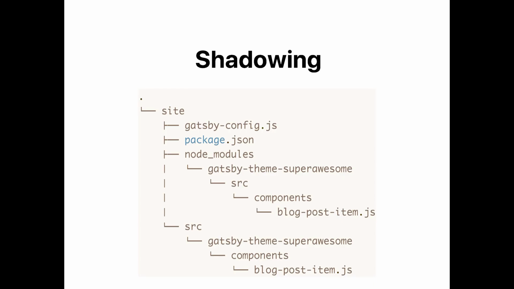And then we get into shadowing. Shadowing is how you take a set of React components that are included in your site, and you override them, right? So this is a complete example of shadowing. We have our site. We have the Gatsby config for our site and the package.json, which specifies some dependencies. In our node_modules, we have our gatsby-theme-super-awesome that we built before. In that theme, we have src/components/blog-post-item. To override the rendering of that component everywhere in our site, we create one additional file in our site at src/gatsby-theme-super-awesome/components/blog-post-item. And this replaces everywhere that React component is used.